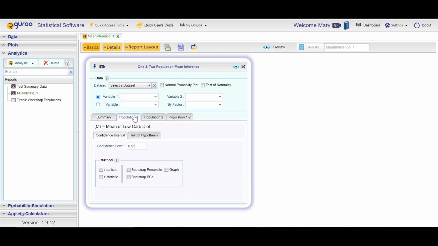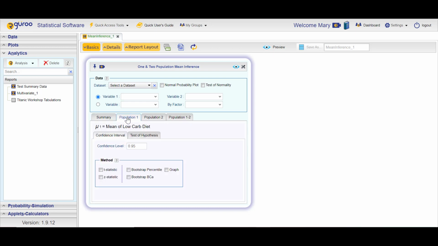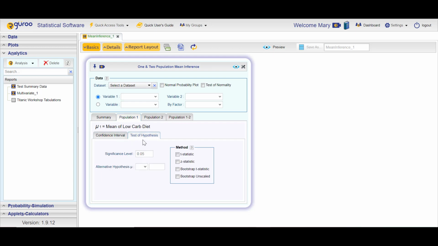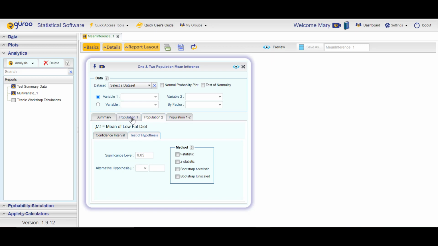Just if you want to look, population 1 is where you could run a one population test on just the low carb diet. There's a confidence interval tab and a test hypothesis tab that looks just like the ones we did for one population. Same thing for population 2. But we want to run it where we're comparing the two. So we're going to skip to population 1 and 2.